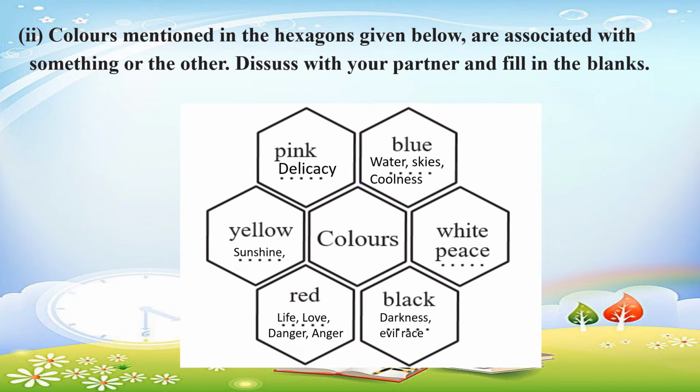In this activity colors are mentioned in the hexagons and we have to write the significance, that is importance of these colors, and fill the hexagons. Pink, it shows delicacy. Blue, it has the significance of water, skies, coolness. White, it gives the significance, importance of peace. Yellow, it shows sunshine. Red, life, love, danger, anger, everything. Then black, darkness or evil. So these are the importance of these colors which are given here.